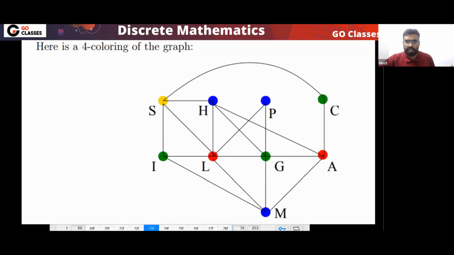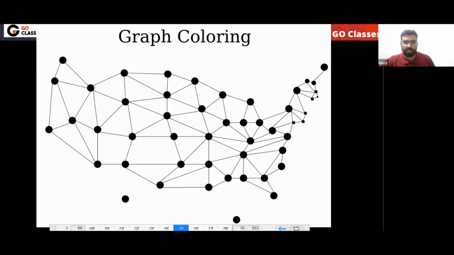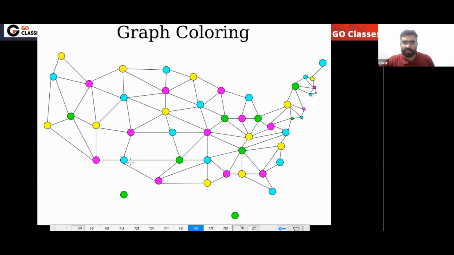Okay. So anyway, this is the idea of coloring. Remember, if you have a graph, coloring means that adjacent vertices should get different colors. If you have isolated vertices, we don't care. They can get the same color or a different color, but adjacent vertices should get different colors. So this is the idea.